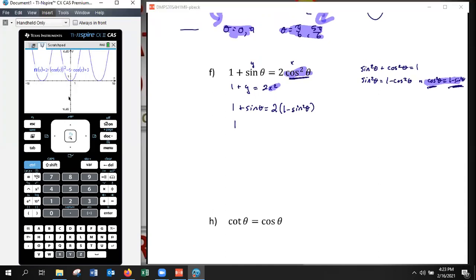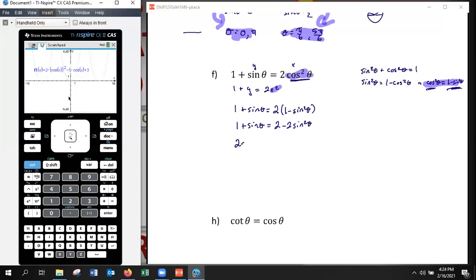Let's do a little bit of algebra. 1 plus sine of theta equals 2 minus 2 sine squared theta. This is another quadratic trig function. As a quadratic trig function, we want to get everything to one side of the equation. So let's take everything to the right side, where we have 2 sine squared theta plus sine of theta, and then minus 1 is going to equal 0.